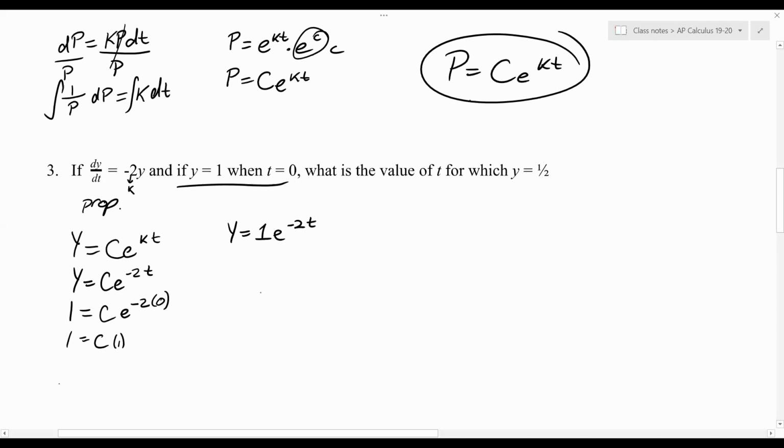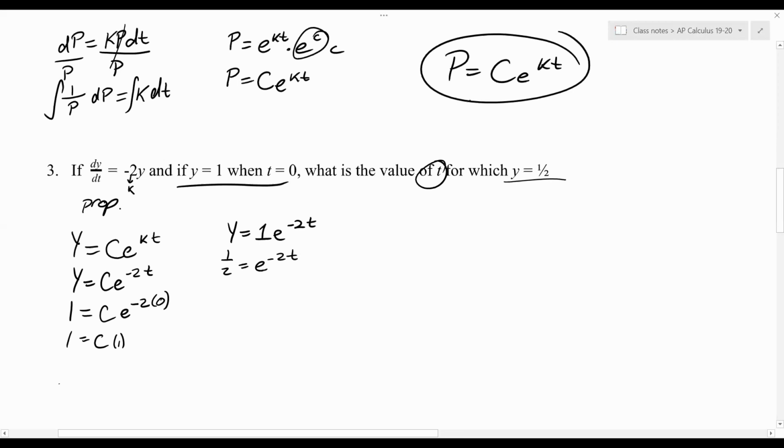Did we finish the question? No, we still need to answer it. What is the value of t for which y equals a half? So how do you think we will find that? Well, we're going to replace the y with 1/2, so 1/2 equals e to the negative 2t. And now we need to solve for t.